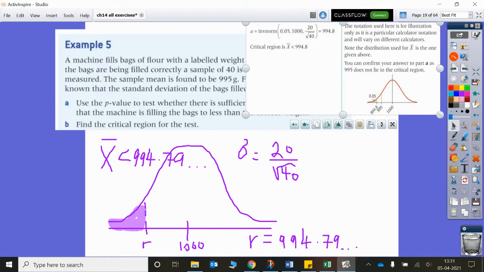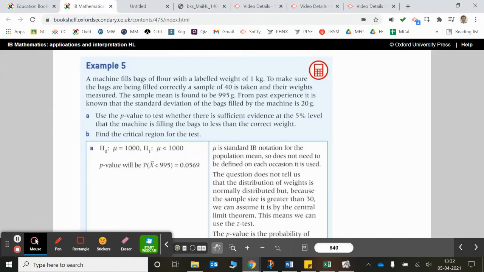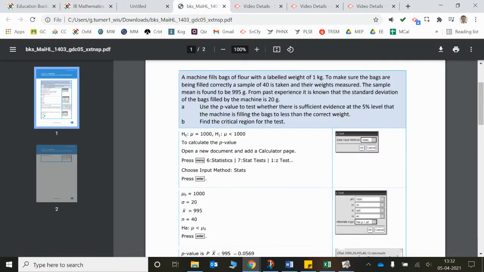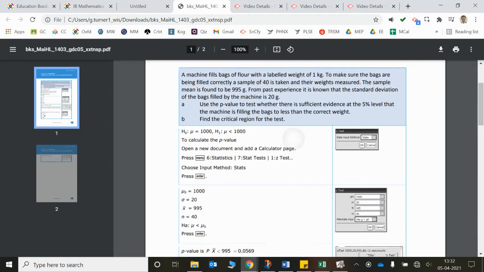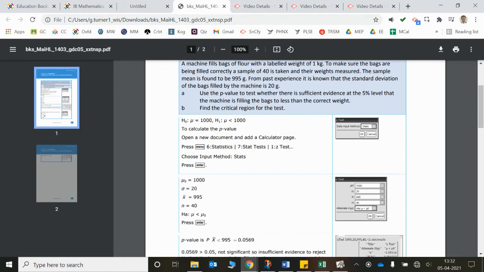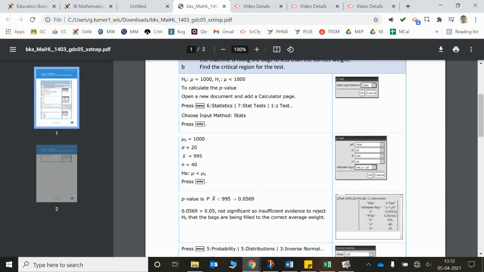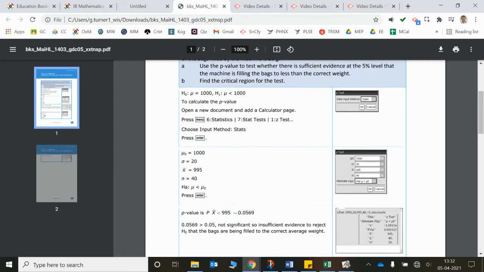Okay, well, let's check how the book does it, because they've got an alternative version of this. So if you click on the little calculator in the corner and you go to the calculator, you open this one up, same question. And we can see here that it tells us, in this case, to go to statistics and then stats tests.